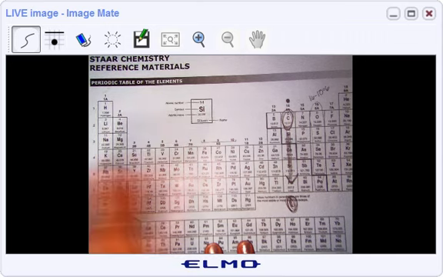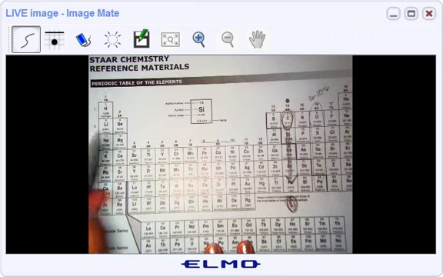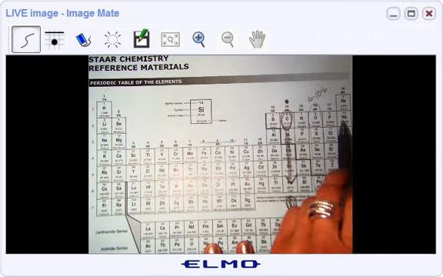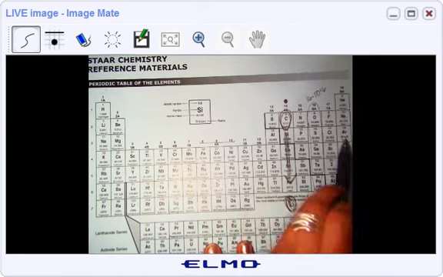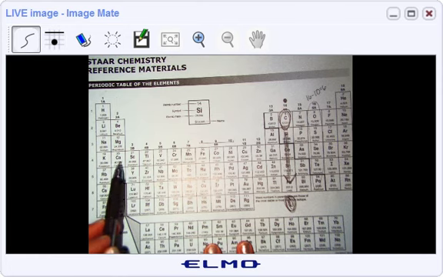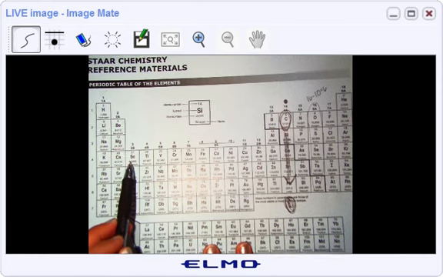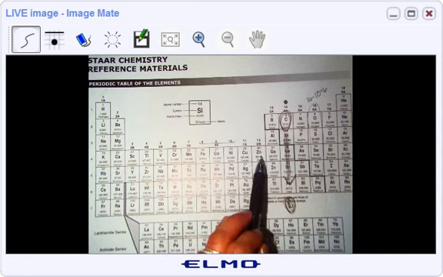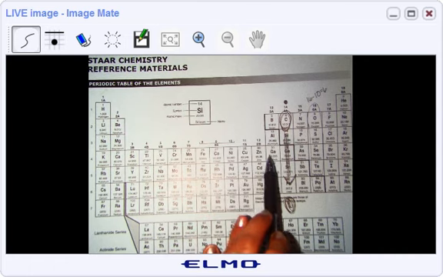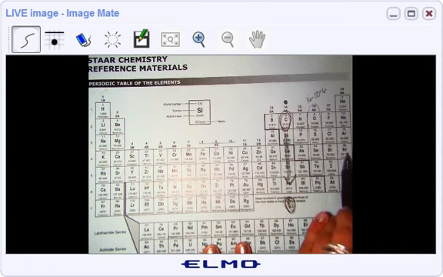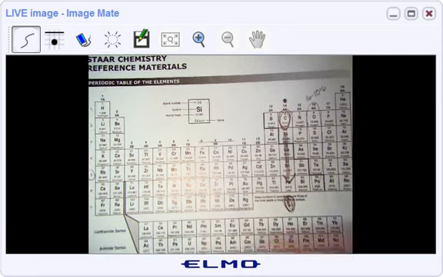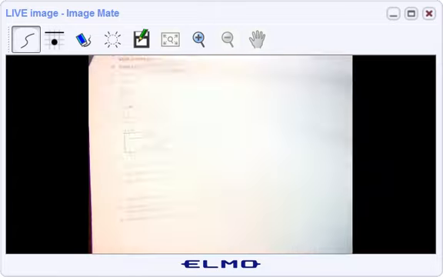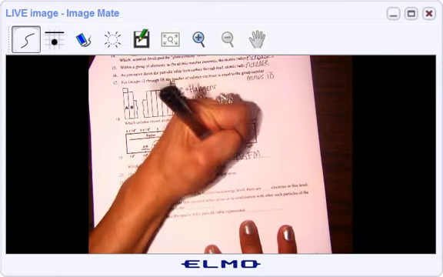So it's 1s2, 2s2, 2p6, 3s2, 3p6, 4s2. This starts at 3d. D starts at 3. 3d10. Then you go back to normal, 4p6, and after 4p6 is 5s2. And that would be the answer. After 4p is 5s.